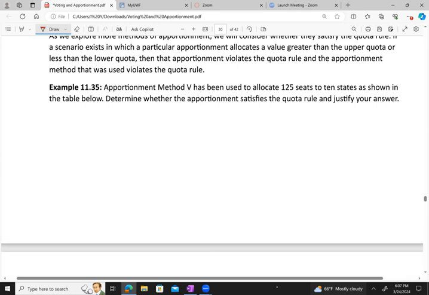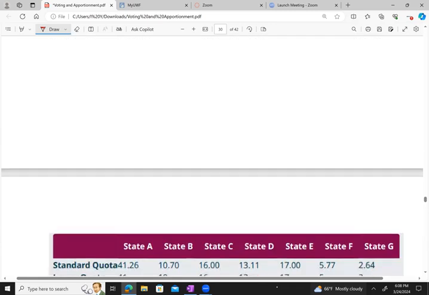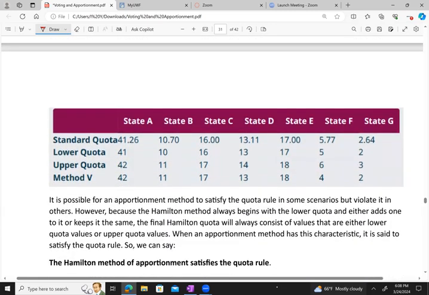has been used to allocate 125 seats to 10 states as shown in the table below. Determine whether the apportionment satisfies the quota rule and justify your answer. Okay, so looking at this gives us 11, which is the upper quota. We're good. Gives us 17, which is also the upper quota.